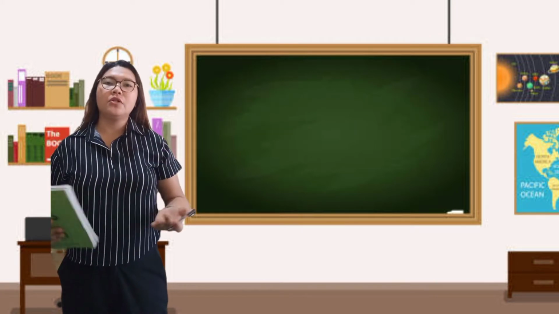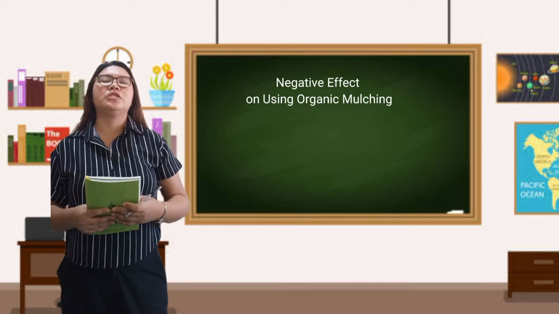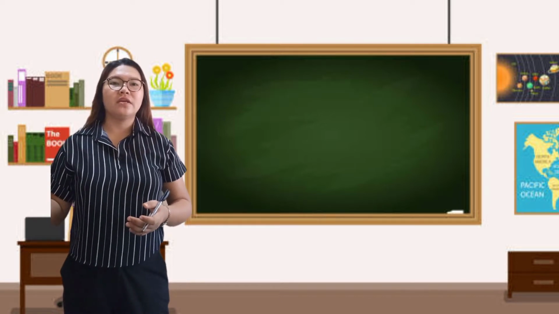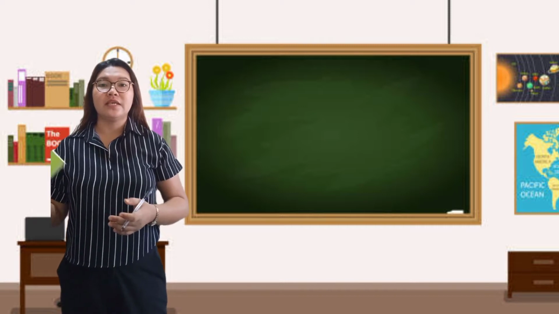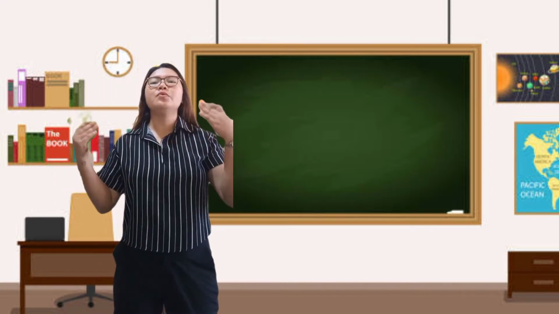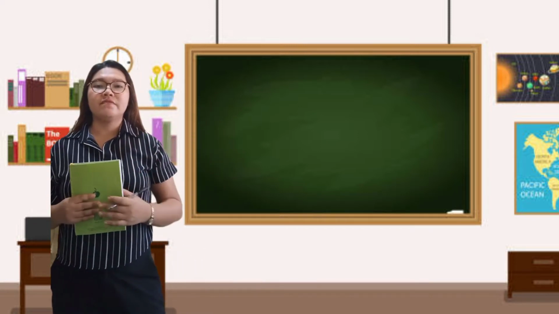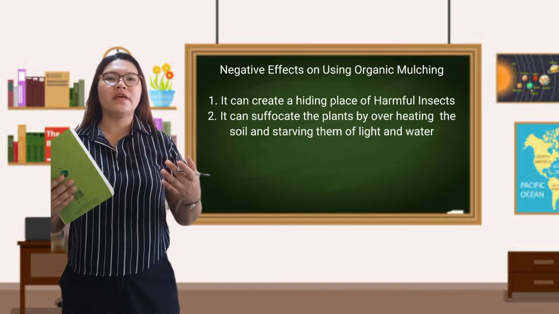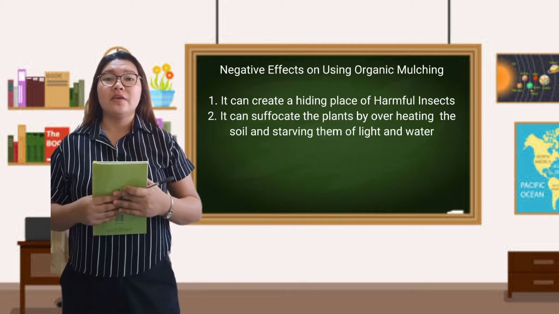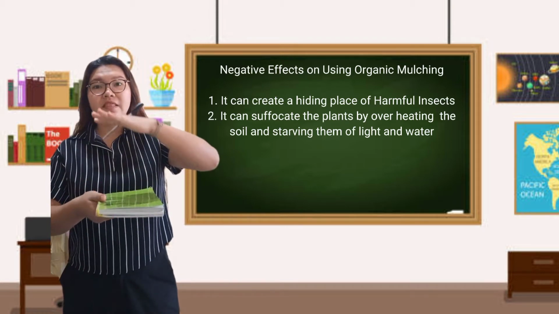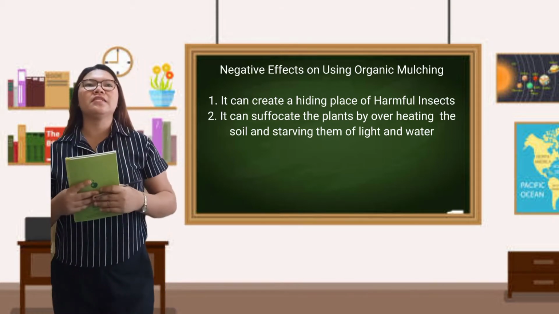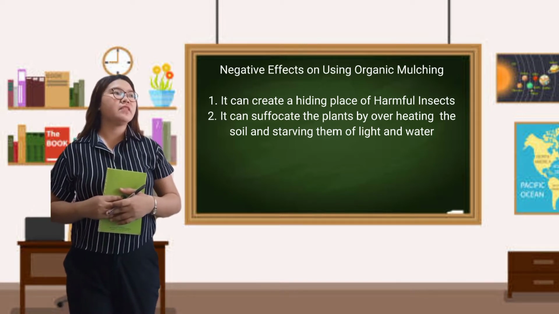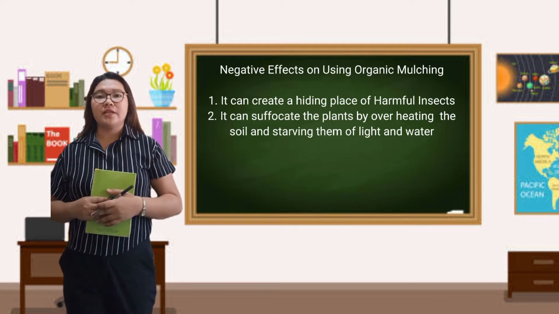But there is also a negative effect on the plant if it is not properly done. Any idea about it? I want to hear from the others. Yes, that's correct. That's one of the reasons. It can create a hiding place for harmful pests. And what happens when we apply it too thickly? Yes, it can suffocate your plants by overheating the soil and starving them of light and water.